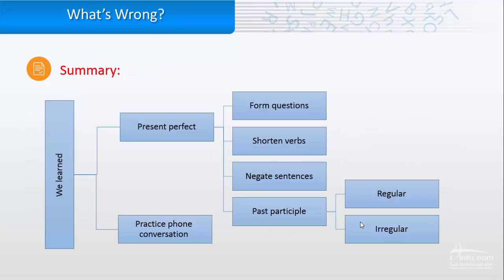Okay. So for today, we learned about the present perfect, forming questions, shortened verbs, negative sentences, and the past participle for regular and irregular verbs. Also, we have practiced the phone conversation between the boys and girls and their parents.